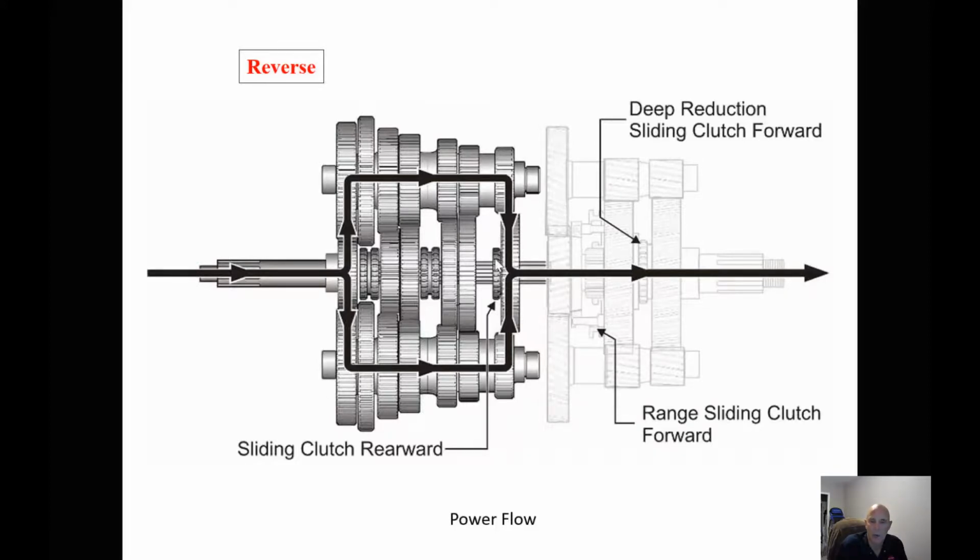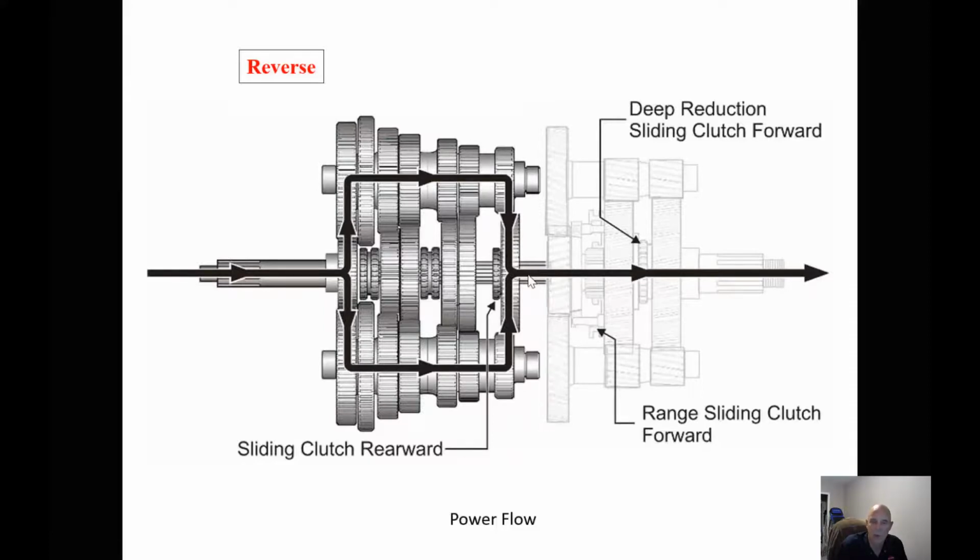Now, if this sliding collar is in the center, these counter shafts turn, all these gears turn, but we don't get any output. So in reverse, when we take the sliding collar and engage it into the reverse gear, and again, because the sliding collar is splined to the output shaft, we'll get an output.